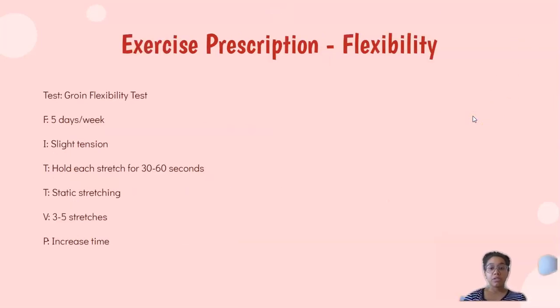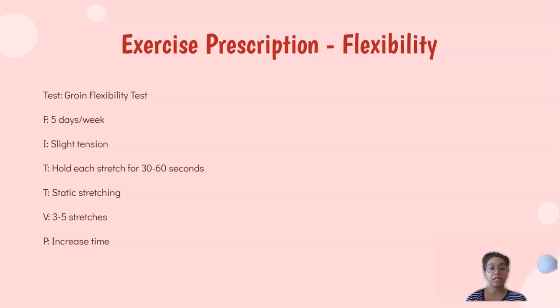So, his exercise prescription for flexibility, I would choose the groin flexibility test because it assesses adductor flexion, which is often a problem for amputees, and I want to see if that's going to be a weakness for him specifically, and if that needs to be worked on.